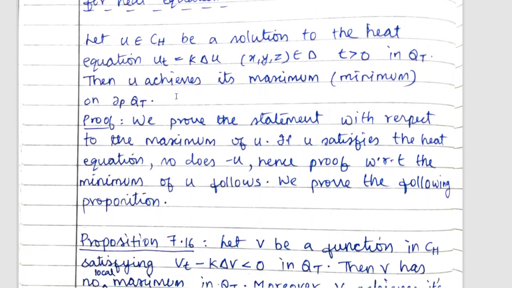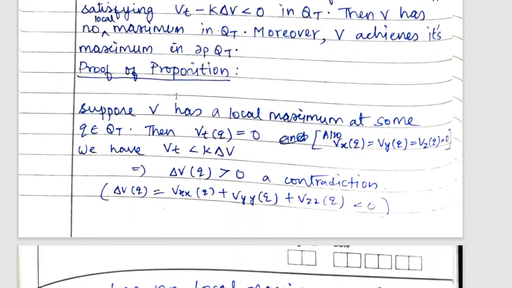So here we have defined CH. Now we will go to the proof. We will prove this with respect to the maximum of U only, because, as we did for the earlier case of the wave equation, we can do it for the minimum also. If U satisfies the heat equation, so does minus U, hence the minimum of U also follows from this maximum principle. So we will prove it for the maximum of U only. Before proving that theorem, we have to prove Proposition 7.16, which is very important for the proof of this maximum principle.